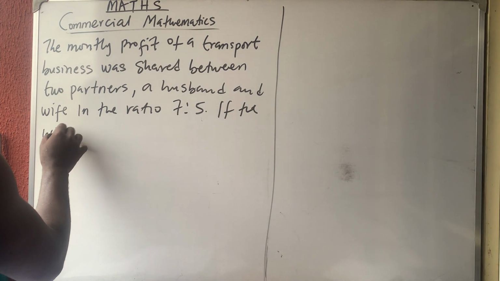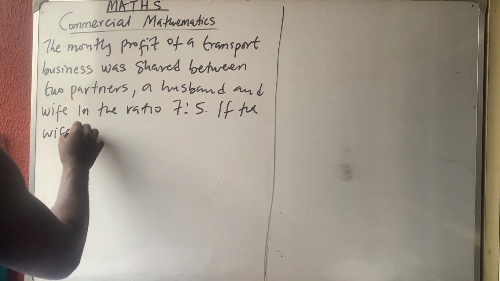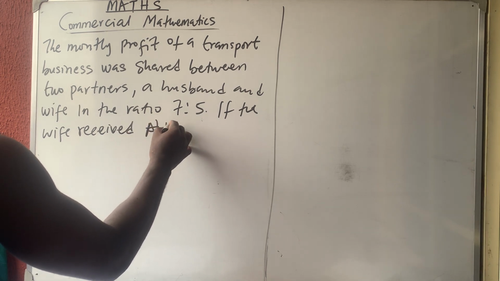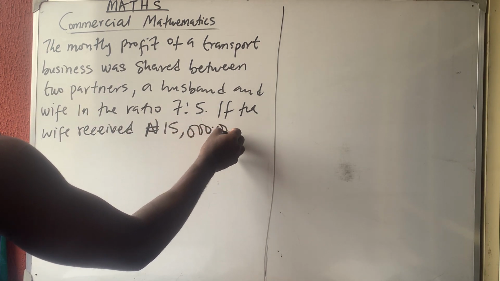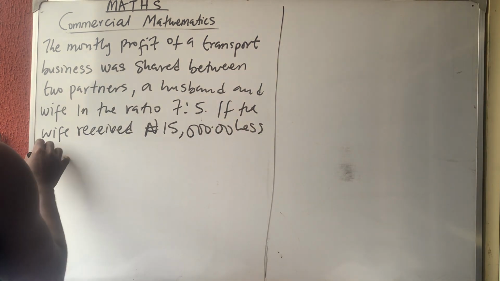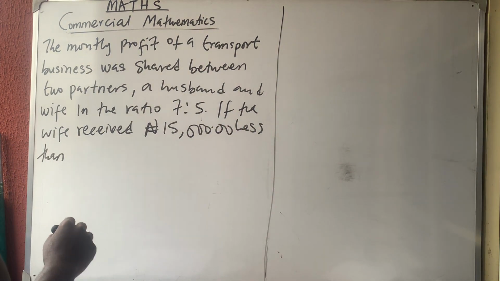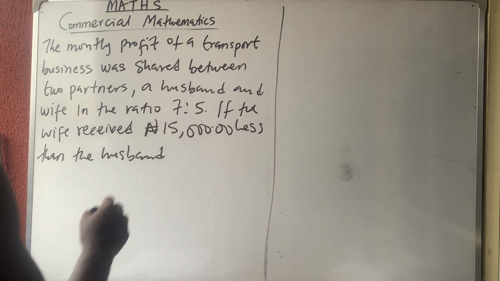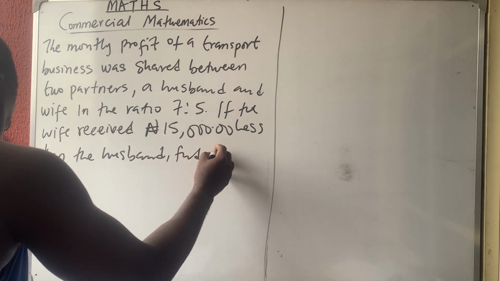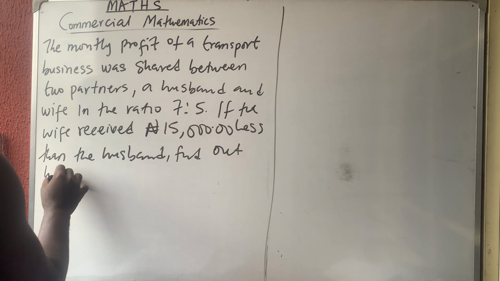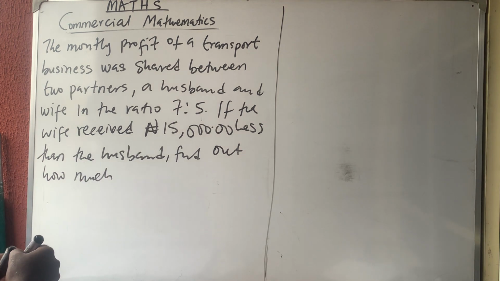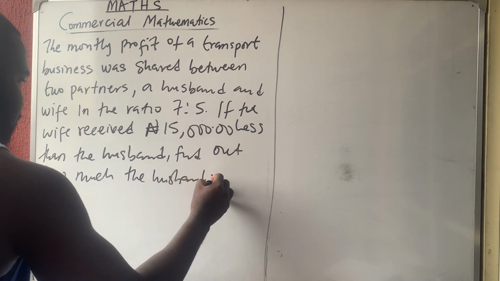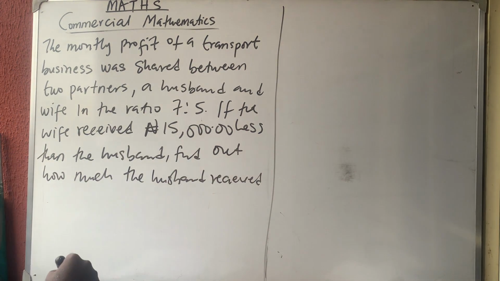And it says if the wife received 15,000 less than the husband, find out how much the husband received. All right.